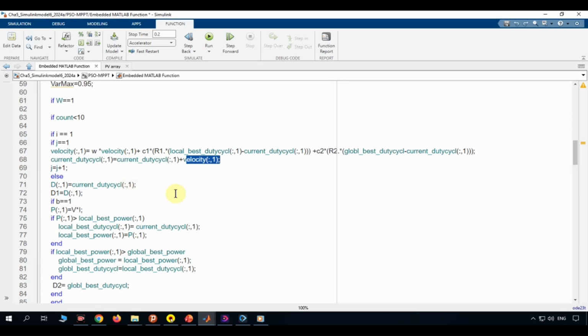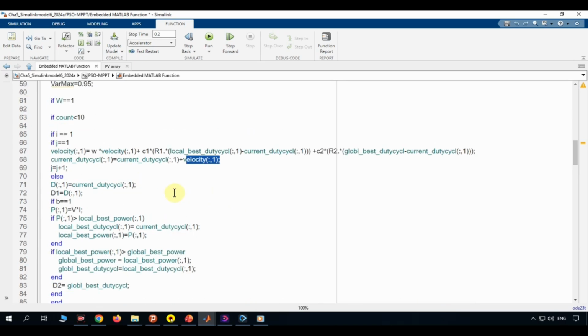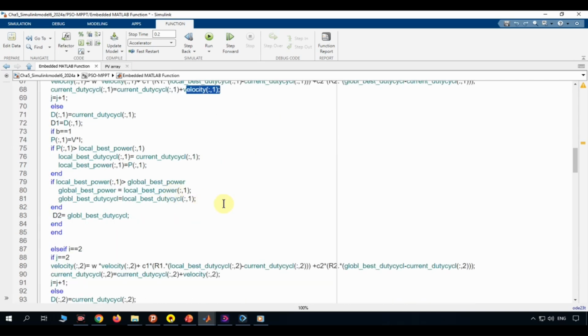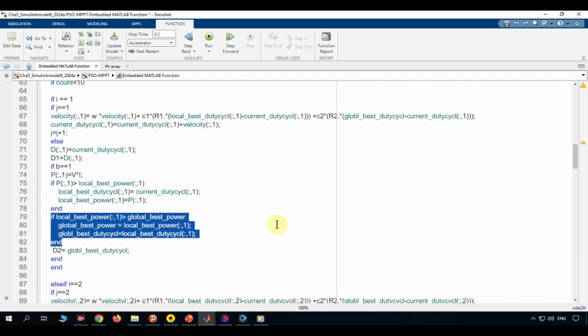If the global best is located at a higher duty cycle, the social component tends to push the particle upward. If the global best is located at a lower duty cycle, the particle is pushed downward. This process allows the swarm to gradually concentrate around the region of maximum power.